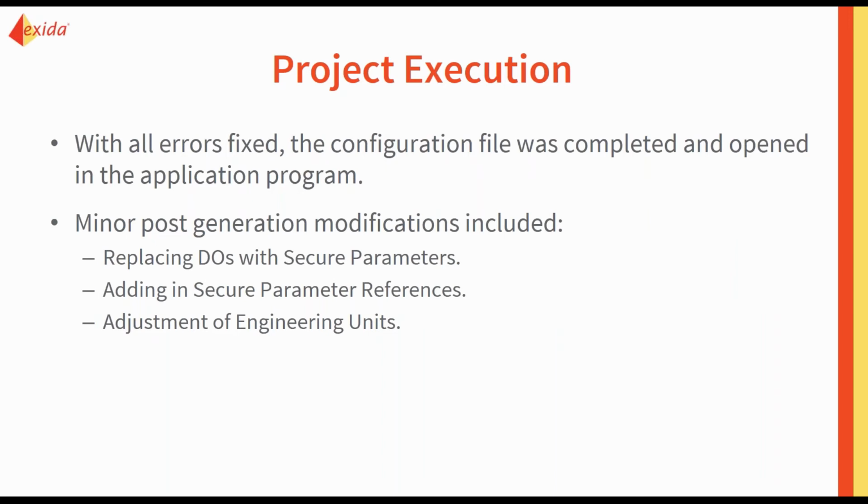Again, once the configuration file is generated, opening it up in the program takes a matter of seconds. Some massaging was needed, some minor modifications, including replacing the digital outputs with secure parameters, adding in references for those parameters, and adjustment of engineering units. Much like the tags, in Silver, you can put in engineering units any way you want to. You can type out degree C, you can just put C, you can do GC, but in the application program, there has to be a specific format, and so those needed adjusting.